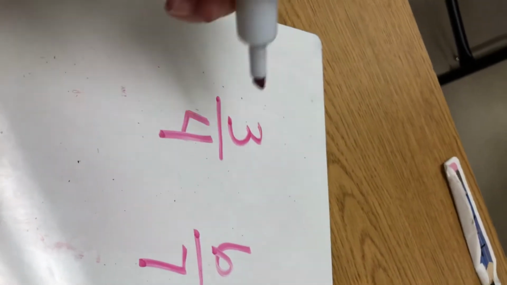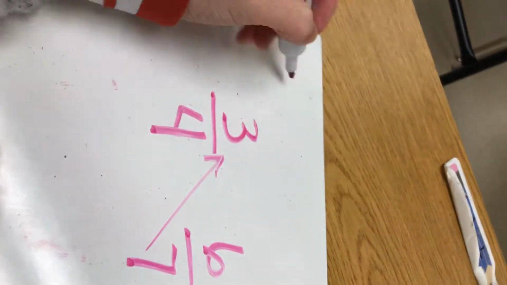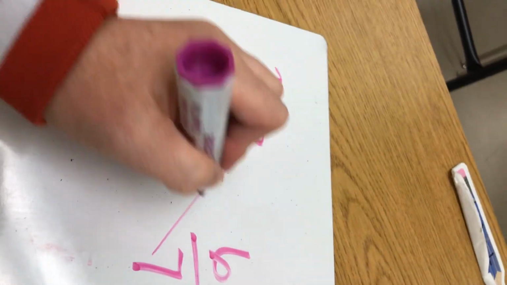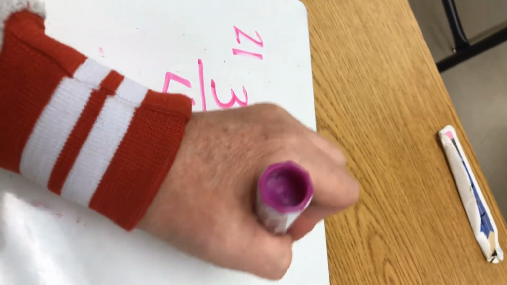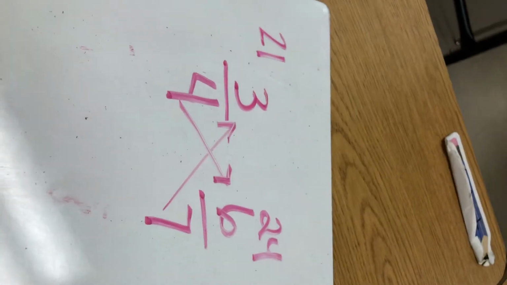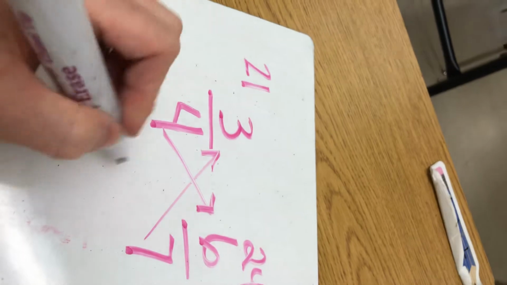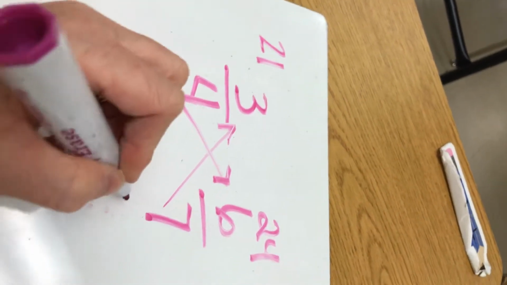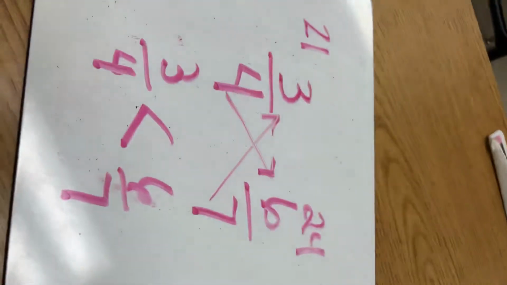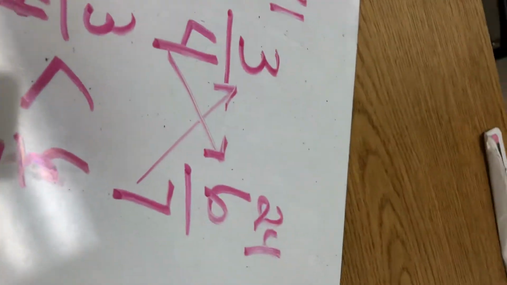That's kind of a crazy one. So we'll look at this way. That's 21. Go that way. That's 24. And we can see that 3/4 is less than 6/7. All right. Very good.